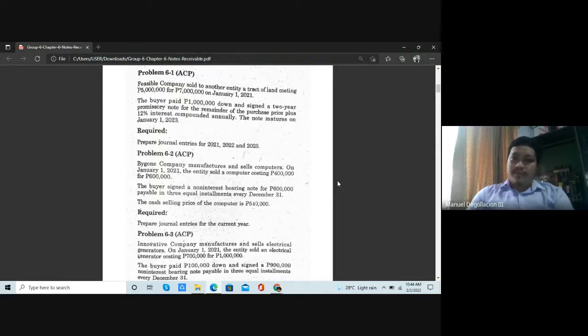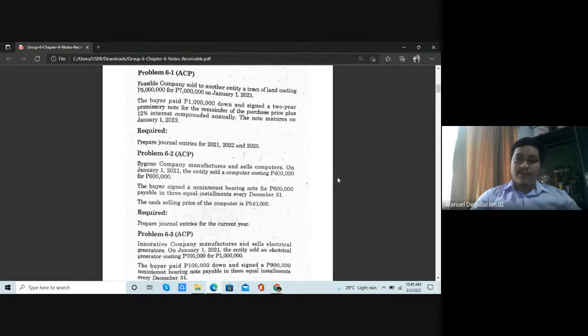So class, our topic for today would be notes receivable. Our concern would be on how to account for your notes receivable. Plus, your notes receivable is basically just a different form of your accounts receivable. If you can still recall, even from your basic accounting, your accounts receivable is an asset which represents your right to collect money from your customers or from other outside entities.